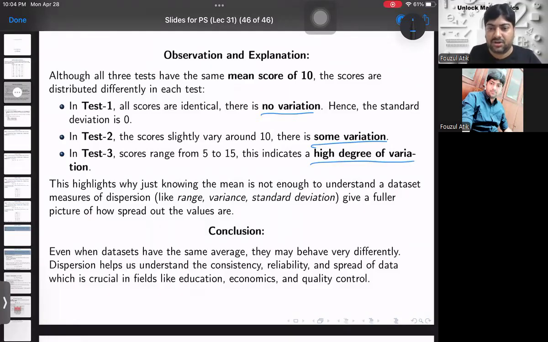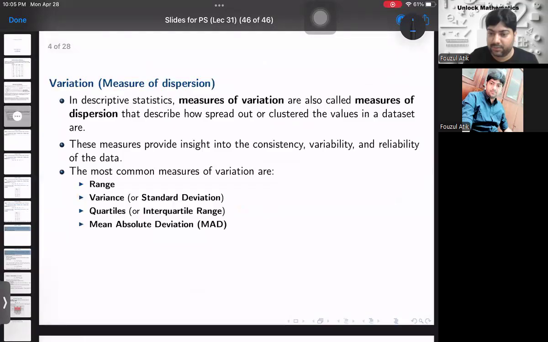So we'll talk about measures of dispersion. Some examples are the range of the data, then the variance, standard deviation, and a few more. Even when datasets have the same average, they may behave very differently. So dispersion helps us understand the consistency, reliability, and spread of data, which is crucial in fields like education, economics, and quality control. We'll see these examples later, right? One by one, we'll discuss these measures of dispersion.